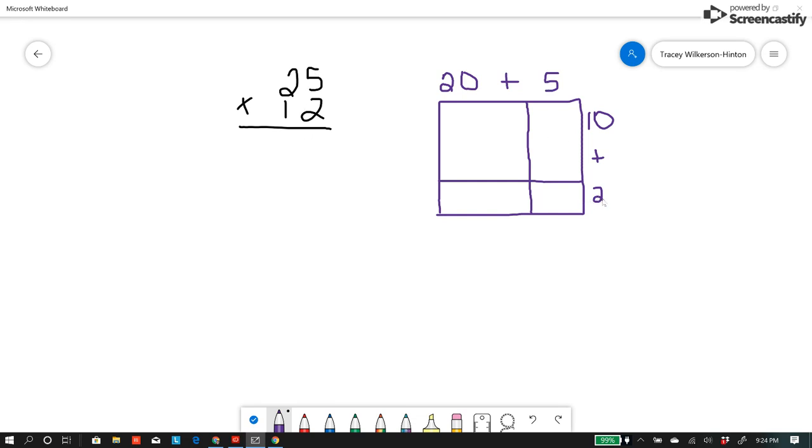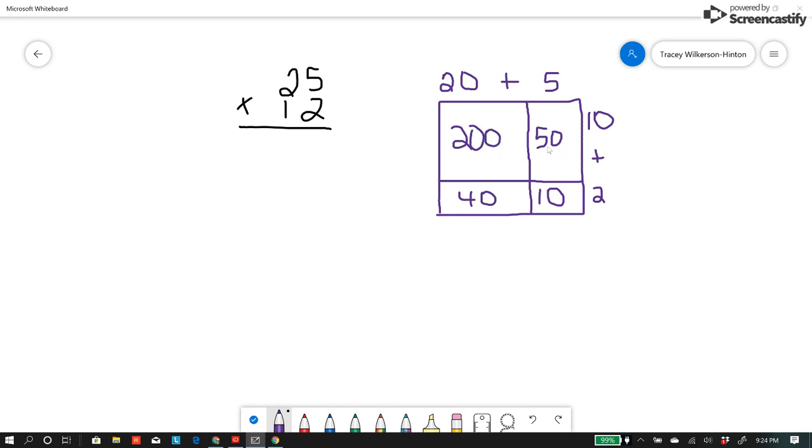So we're going to go 2 times 5 is 10. And then we have 10 times 5 is 50. I'll go across. 2 times 20 is 40. And then 20 times 10 is 200.